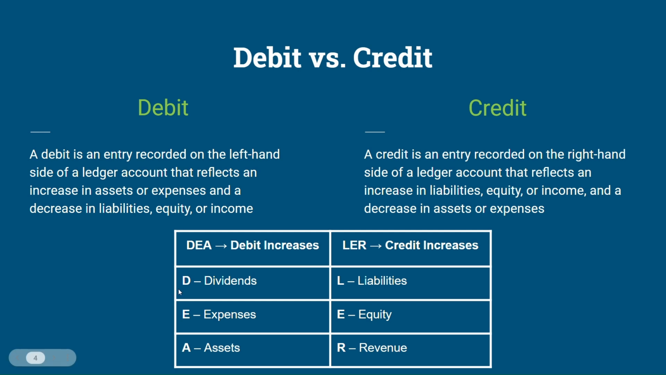What if it decreases? It goes to the opposite side. So if we say dividends or expenses decrease, we actually credit them. What if liabilities decrease? We actually debit it. So if expenses decrease, we credit it, but if it increases, it's always debited. All right, I hope that makes sense, but don't worry, I've got your back.